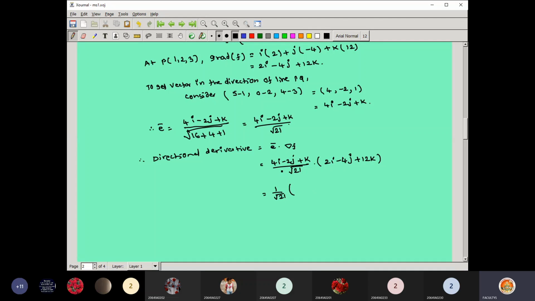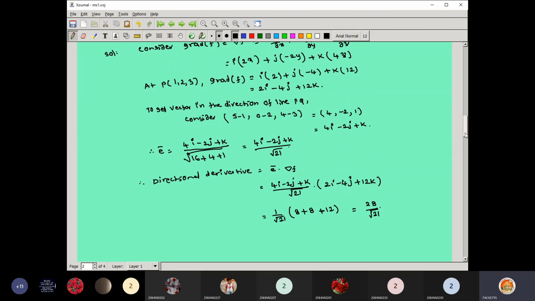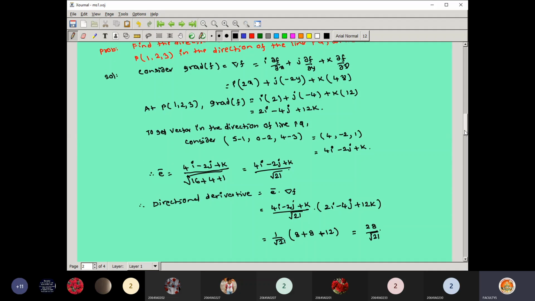Directly I am making the dot product: 4i into 2i, 8 i square means it is 8. Minus into minus is plus, it is also 8, plus 12. So 28 by root 21. That is the answer. So when two points are given like this, you have to carefully identify the vector by taking the PQ points. Okay, write it down.